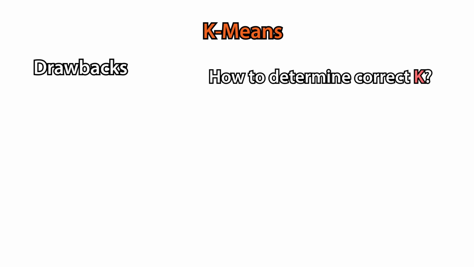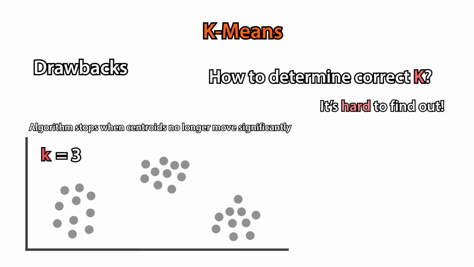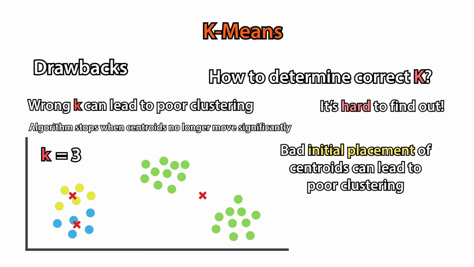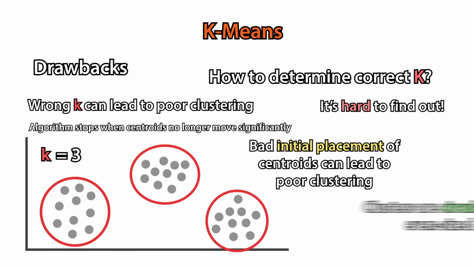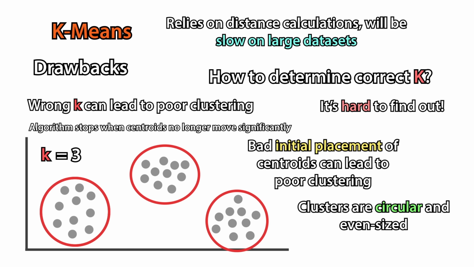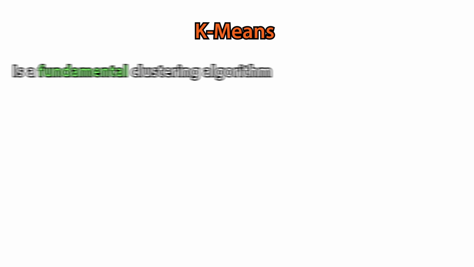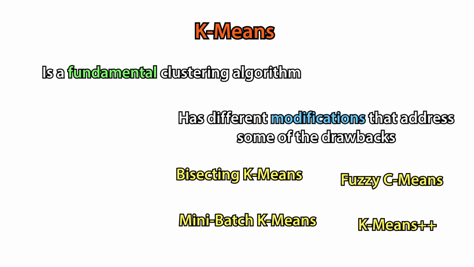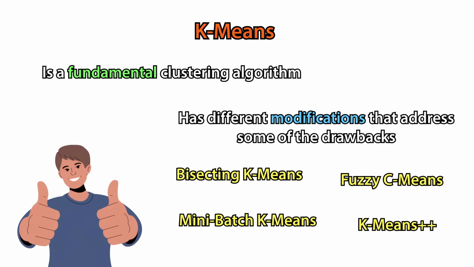While the algorithm is quite intuitive, it has several drawbacks. You need to predefine the number of clusters, k, which might not always be clear. Choosing the wrong k can lead to poor clustering. The result depends on the initial placement of centroids, which can lead to poor clustering and different results if centroids are poorly initialized. K-means assumes that clusters are circular and evenly sized. It relies on distance calculations, so for larger datasets, it may be too slow. Despite its drawbacks, K-means is foundational and has inspired many improvements to address its limitations. This is still the fundamental algorithm that everyone should know.